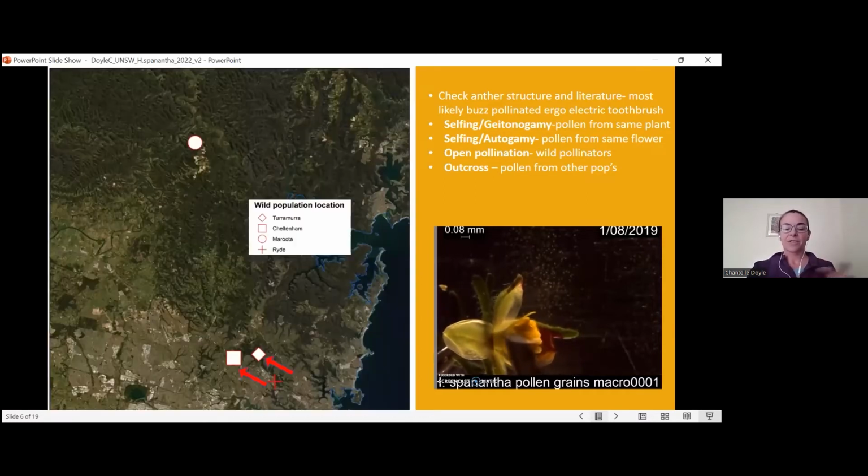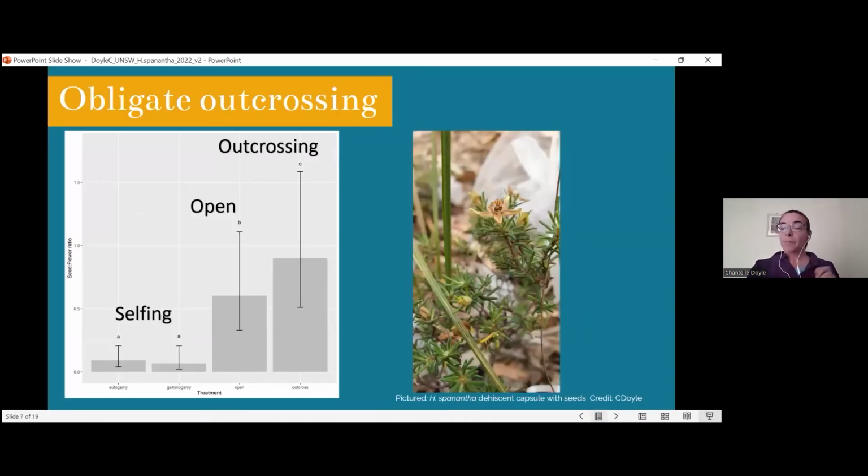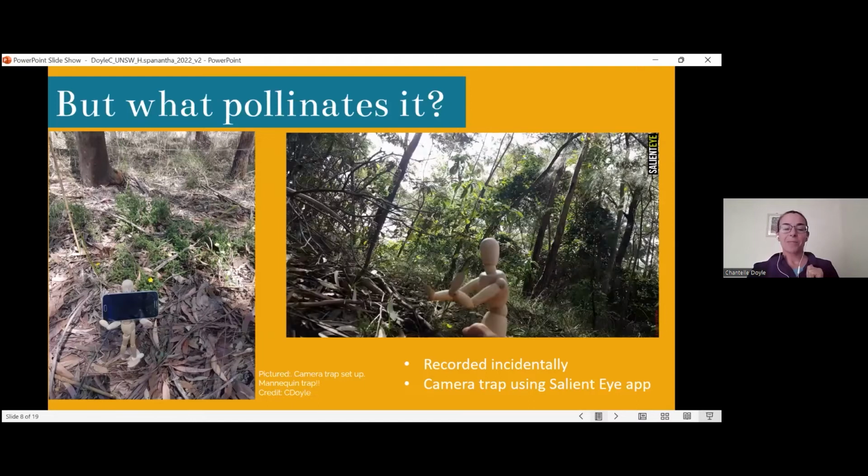Yes, so as I said, we transferred pollen from the Ryde population to the 2 other populations and then between them as well. And basically we found out that this species is an obligate outcrosser. So that means that we effectively got no seed from any of the selfing treatments. So it can't pollinate itself. We got significantly more seed from open and outcrossing treatments. Okay, so that's answer 1. It can't pollinate itself. Then we needed to find out what pollinates it.